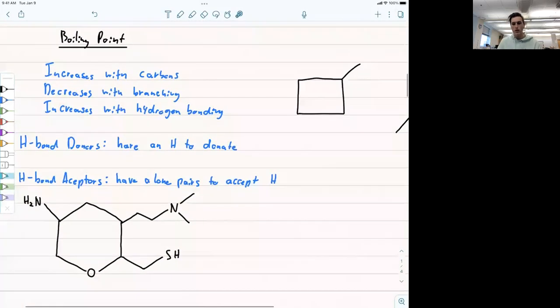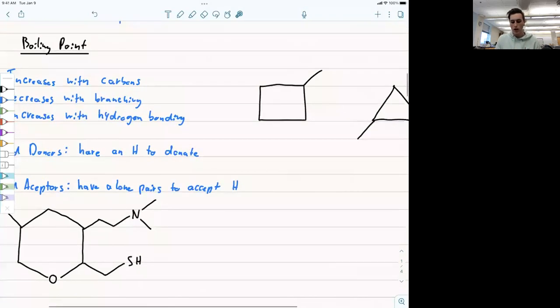The next topic we kind of covered in class was boiling point. So the trend with boiling point is increasing with carbons, decreasing with branching, and also increasing with hydrogen bonding. So if you're looking to see which structure or molecule has the highest boiling point, the first thing you want to find is which one has the most carbons, or if you have a functional group, what functional group you have.